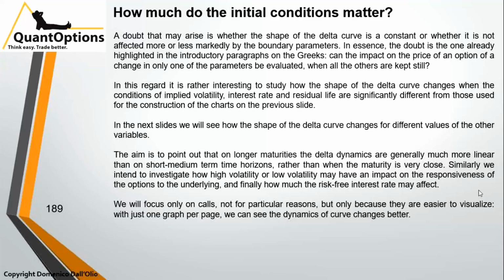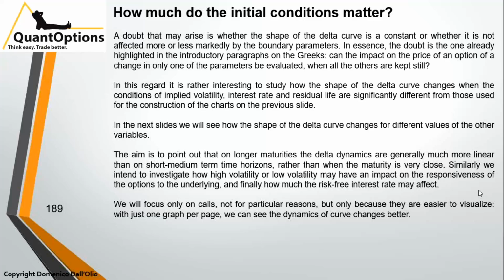In this regard, it is rather interesting to study how the shape of the delta curve changes when the conditions of implied volatility, interest rate, and residual life are significantly different from those used for the construction of the charts on the previous slide. In the next slides, we will see how the shape of the delta curve changes for different values of the other variables.